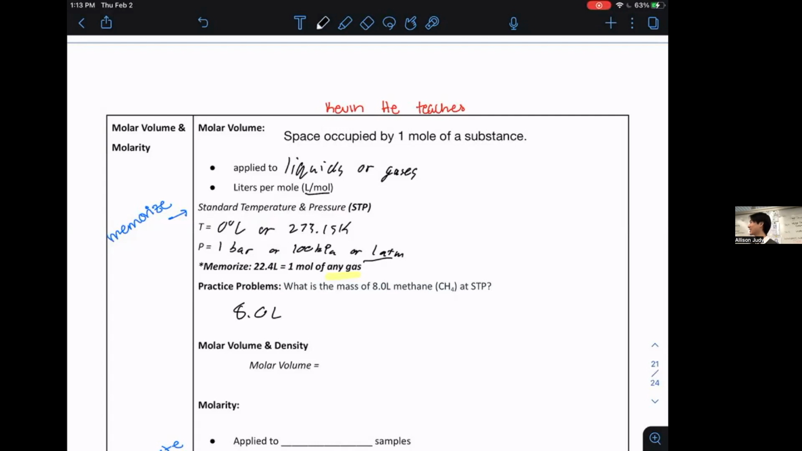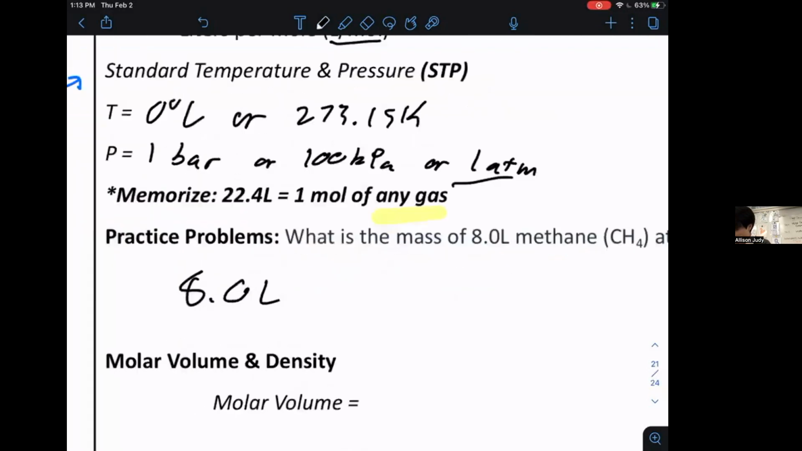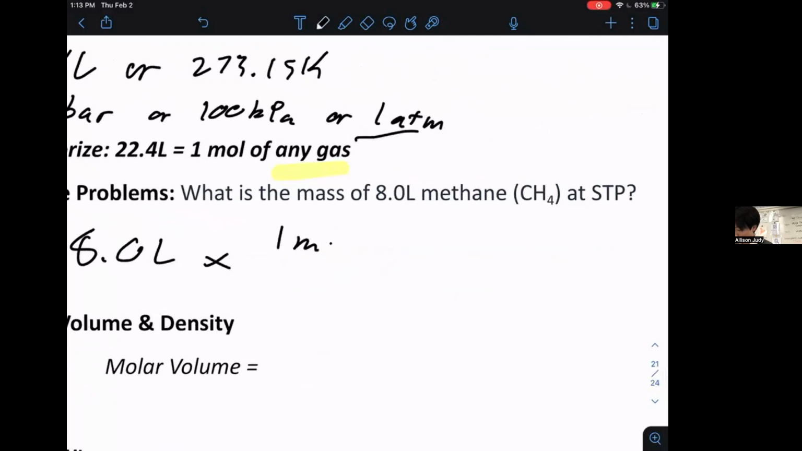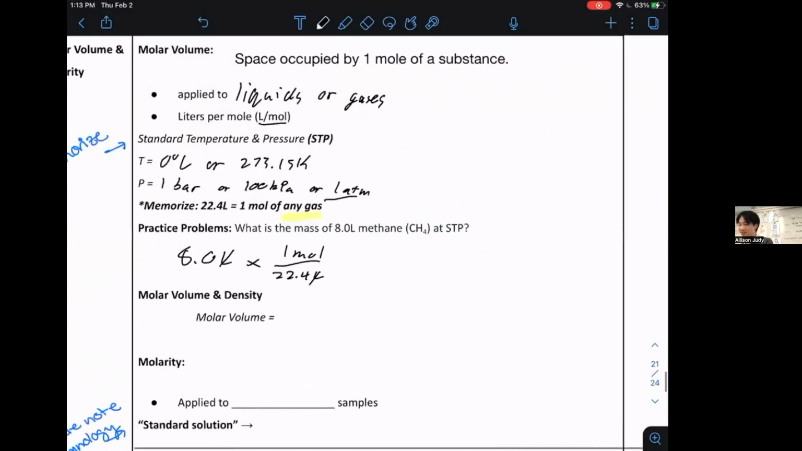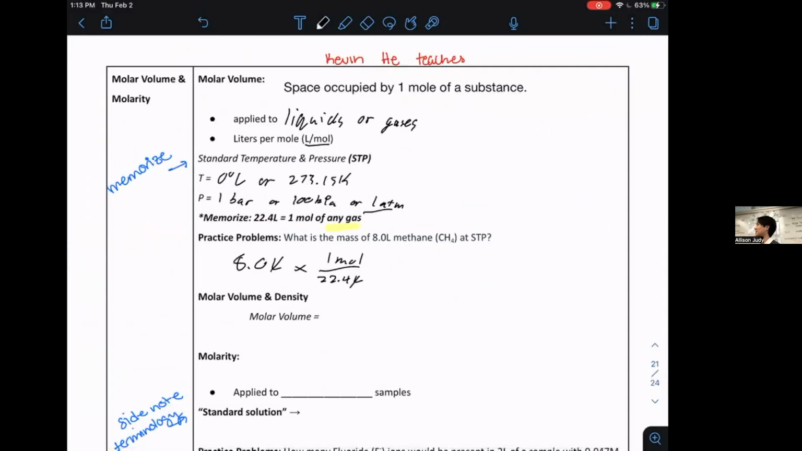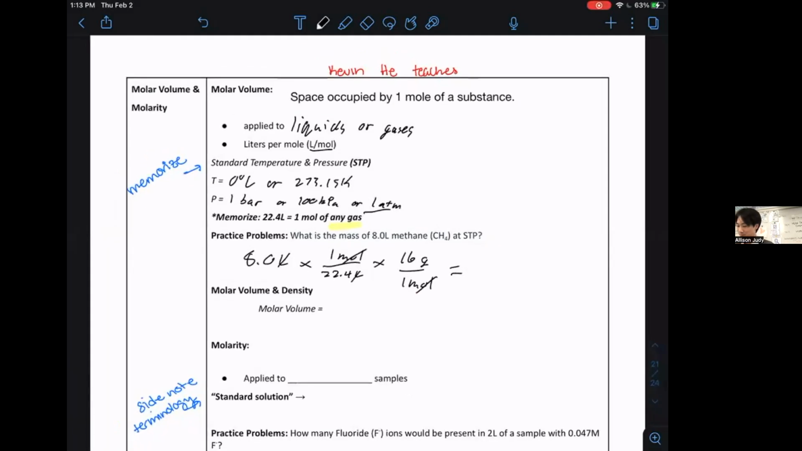It sounds like you're not done yet, but we're going to move on. Can someone give me the first step of what to do? Yes, Leo. You multiply by 1 mole over 22.4 liters. So this cancels out the liters and we have moles. And then what do we do? Calculate molar mass. What is the molar mass? 16 grams per mole. That cancels and that gives us 8.0 liters.